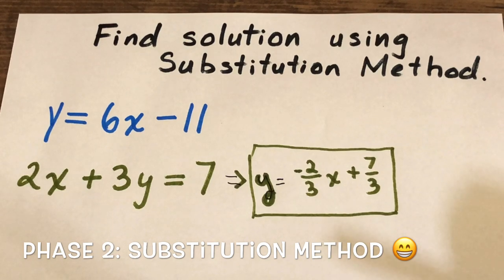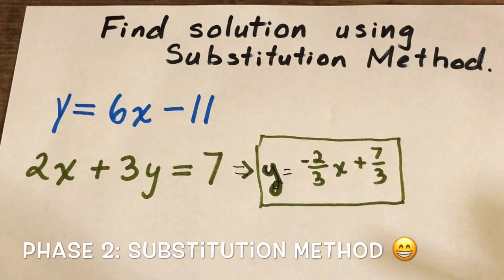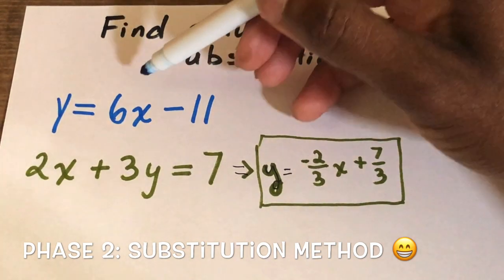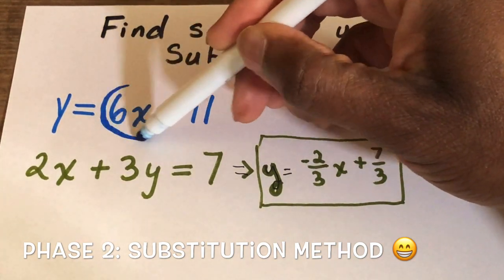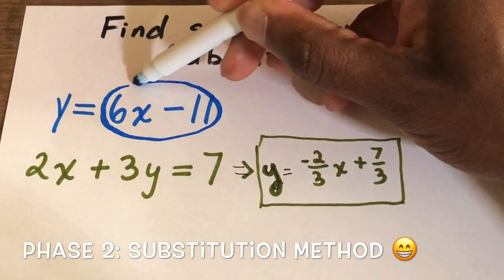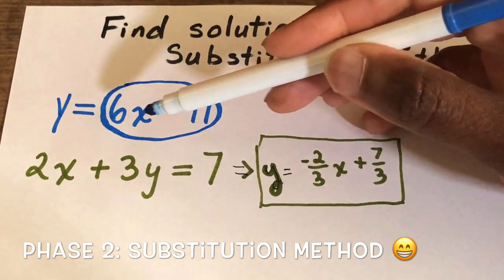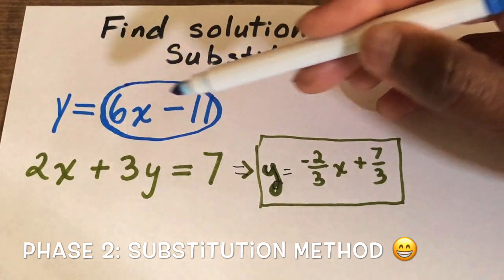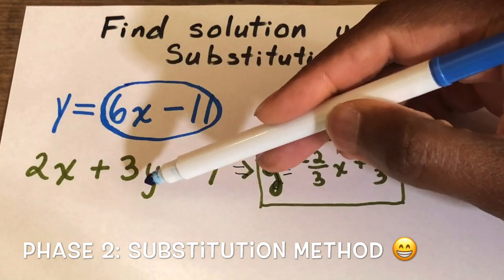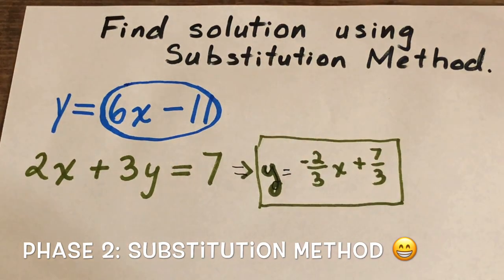Now the substitution method has 3 steps. So let's go through each step so you can see what to do. First, let's take a look at this: y is equal to 6x minus 11. So this y is equal to this whole thing over here, 6x minus 11. What we're going to do is take this and substitute the 6x minus 11, which is y, into this equation down here. So our first step is to substitute that whole expression into the next equation.